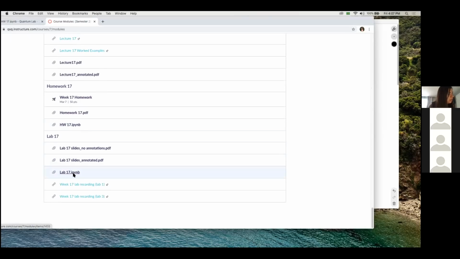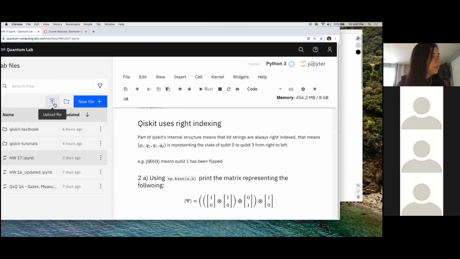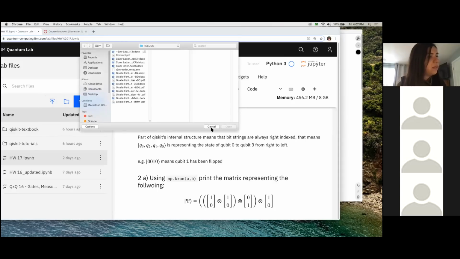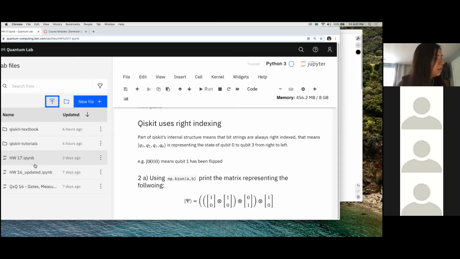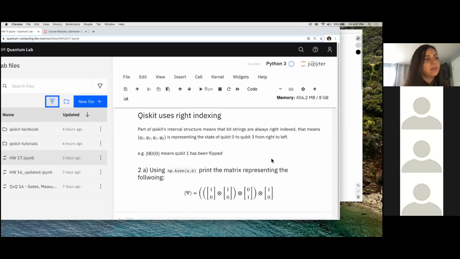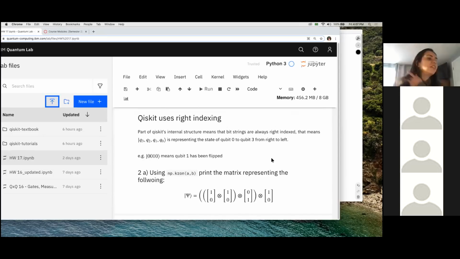Not the lab 17, the homework 17, sorry. Homework 17 is here, so you're gonna download it. Once you download it, you go to the quantum experience and click upload file. Then you go to your computer, find wherever you saved it and upload it. I have mine already here, and because I've done it before, mine is already written, but I'm gonna redo it with you guys. So let's get started.